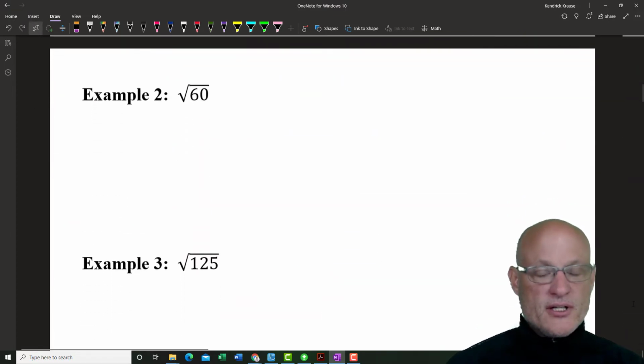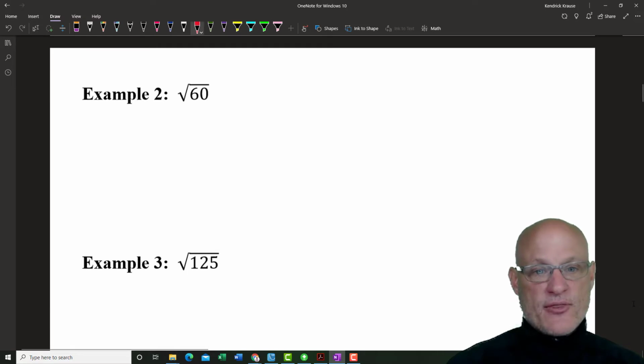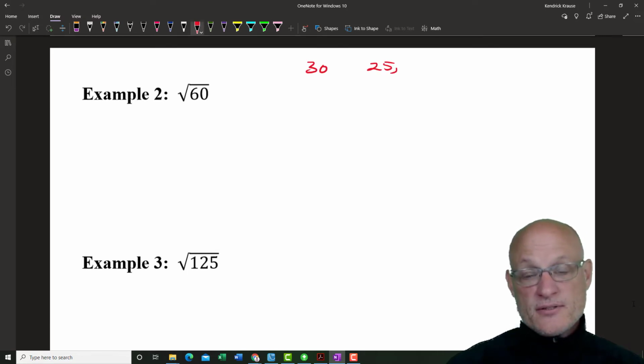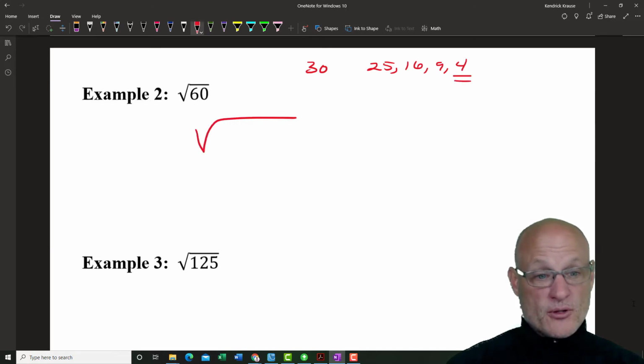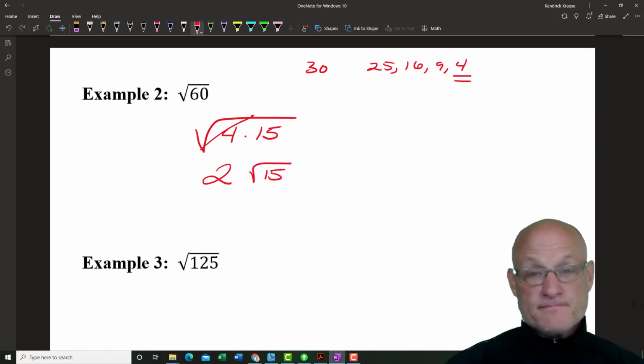Square root of 60. Cut 60 in half, I get 30. So if I start looking under 30, that's 25, 16, 9, and 4. Well, there's only one of these that goes into 60, and that just happens to be 4 this time. So we're going to do the square root of 4 times 15. What's the square root of 4? It's 2. 2 square root of 15.